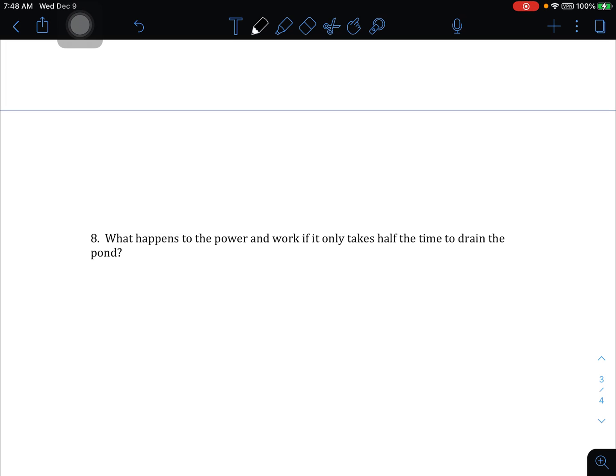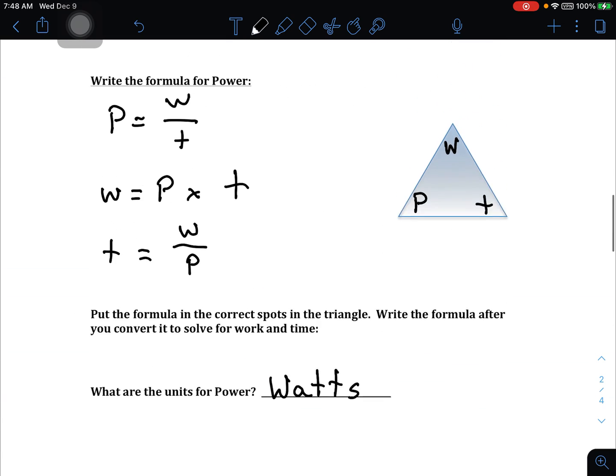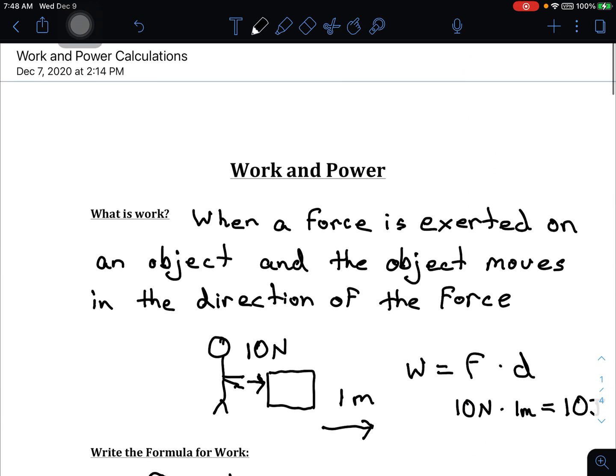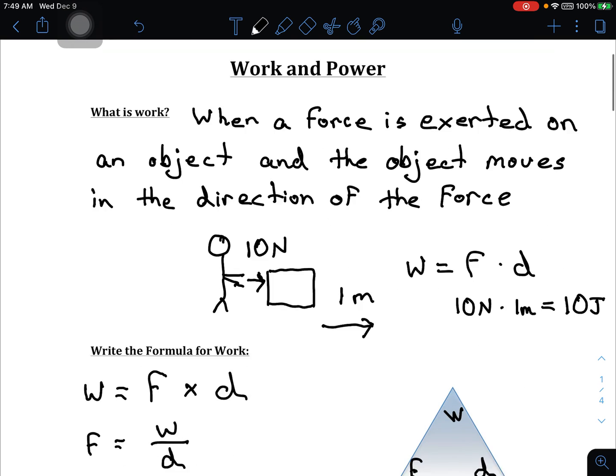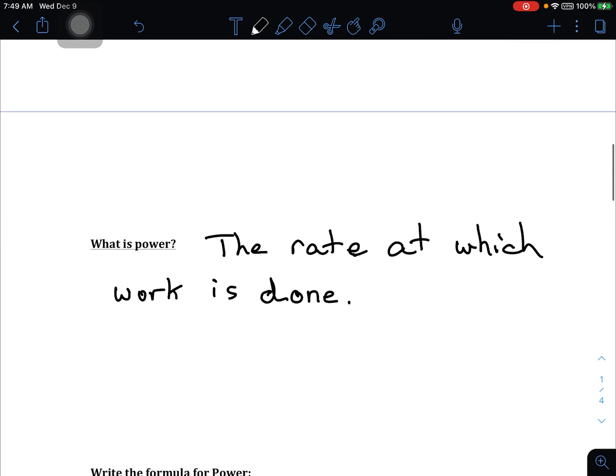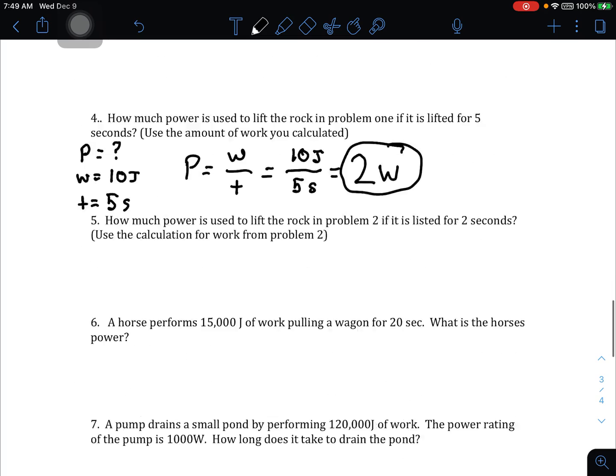Okay? So your assignment for today is to get this done. When you have completed this, I would like you to submit this PDF, upload it from Notability into Schoology to the assignment that is going to be entitled Work and Power Calculations so that I can grade it.